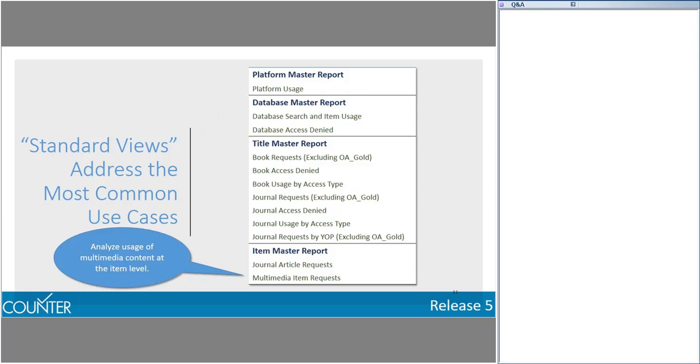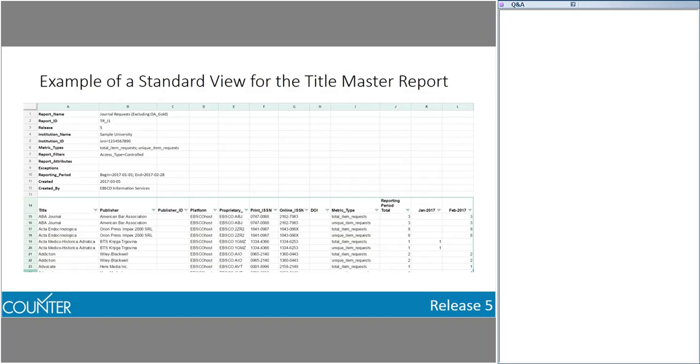So with the reports, the master reports create the opportunity for flexibility to do some pretty interesting ad hoc reporting, and the standard views allow for consistent reporting across the library community as you pull reports and pull usage for your various surveys and that sort of thing. Okay, so a quick look at what a report would look like.